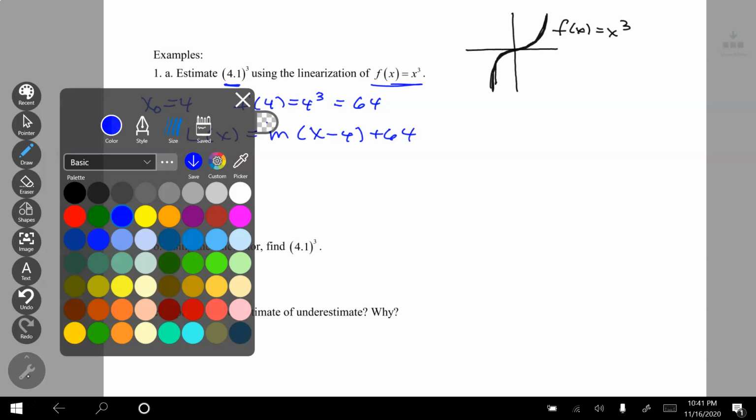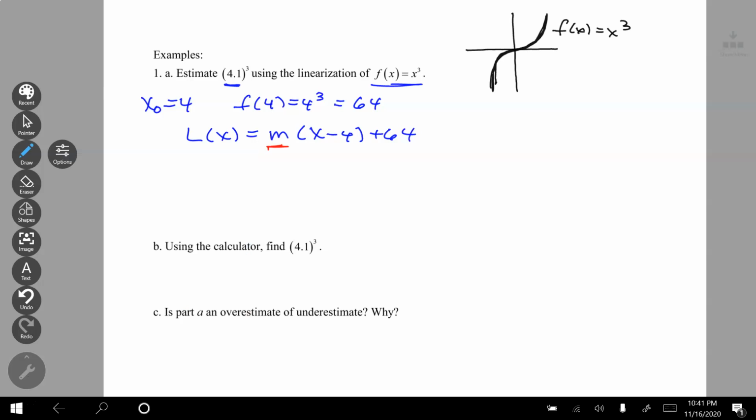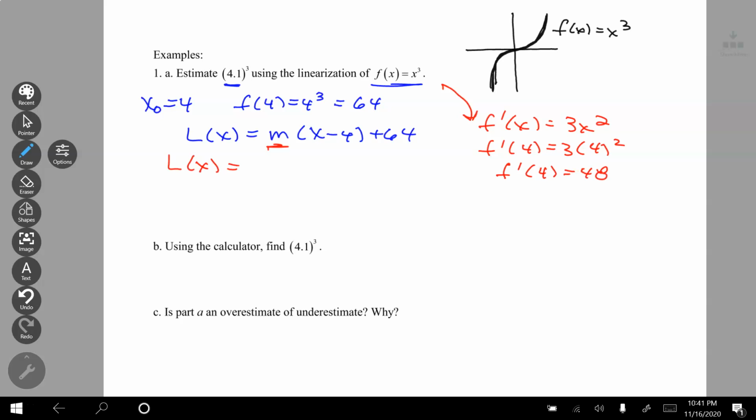I need to know the m. How do I find the m? Well, the m is the slope, which is just the derivative, so f prime of x is 3x squared. That's an easy one. I plug in 4. I get 3 times 4 squared, so f prime of 4 is equal to 48. And my new equation that I want to use is 48 times (x minus 4) plus 64.